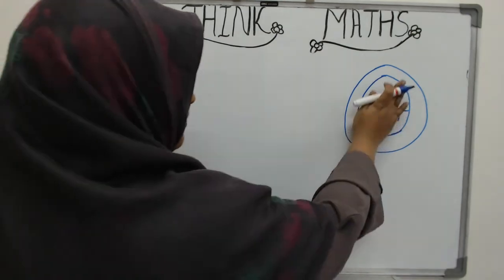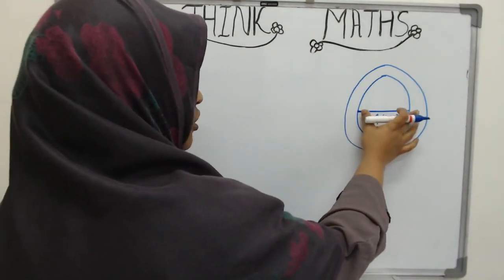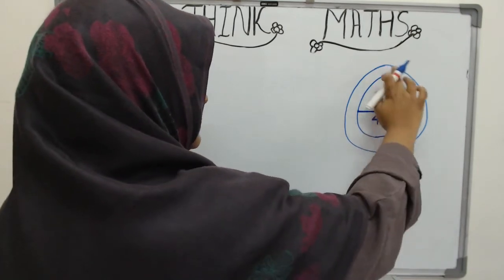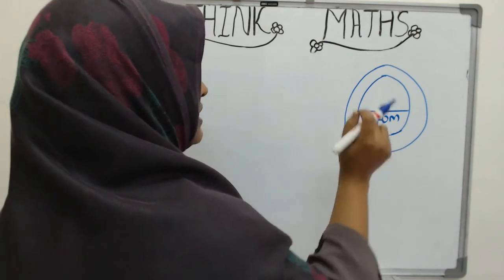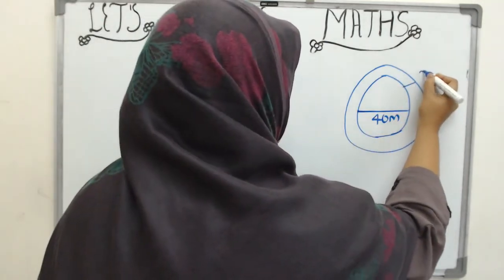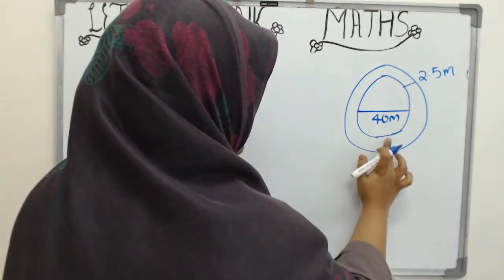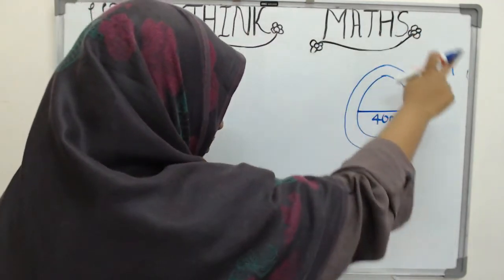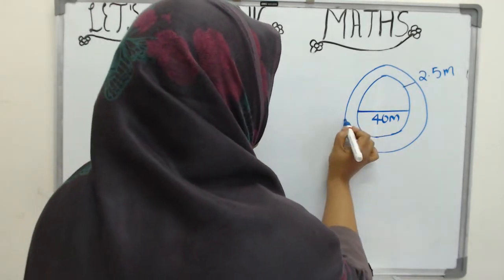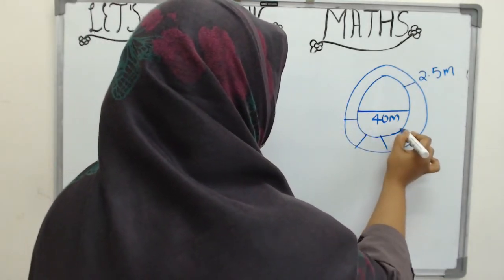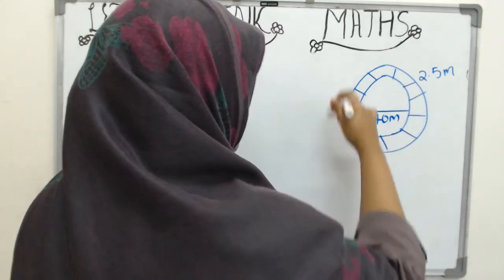So here we have a flower bed which is circular and it is of diameter 40 and it is surrounded by a path. And what is the width of the path? The width of the path is 2.5 meters. That means here also 2.5, here also 2.5. It's 2.5 all over the place. And now we want to find the area of just this area, just the path.